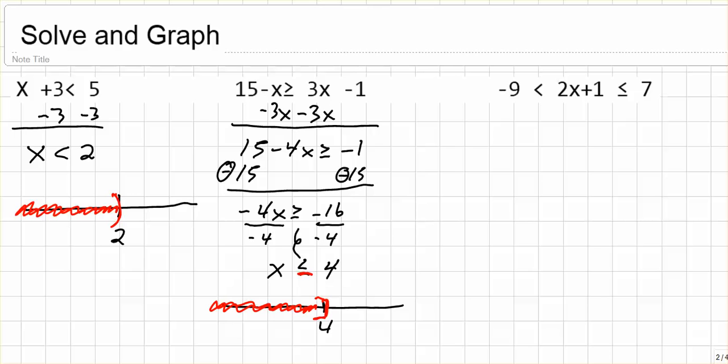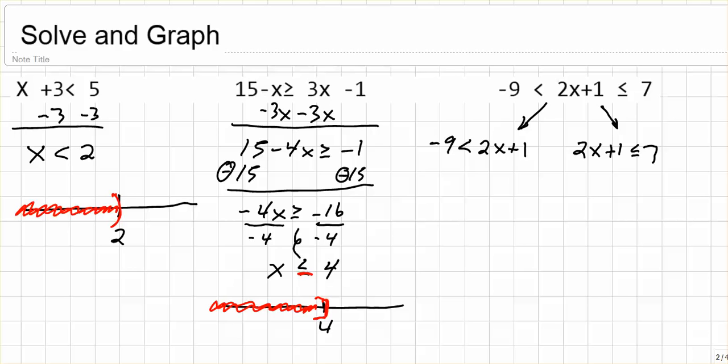The last type we can talk about is a compound inequality. What this is going to tell us is that x is between two values. So when we do a compound inequality, we're going to break these up. We're going to have one inequality, minus 9 is less than 2x plus 1. We can correct that real quick. And then the next part will be 2x plus 1 is less than or equal to 7. So we're going to solve these two inequalities separately, and then we'll combine them after we have finished solving.